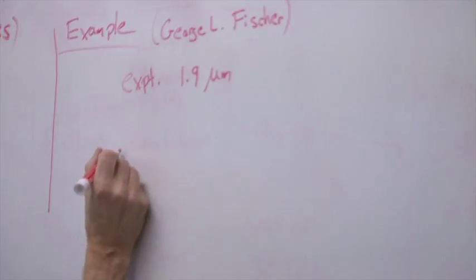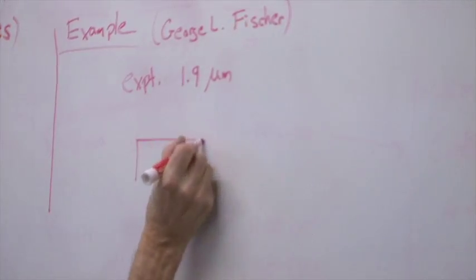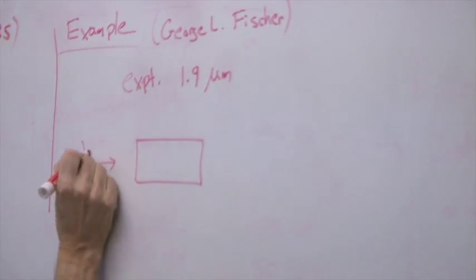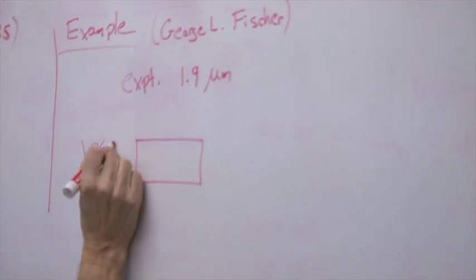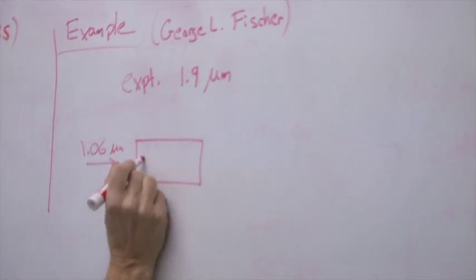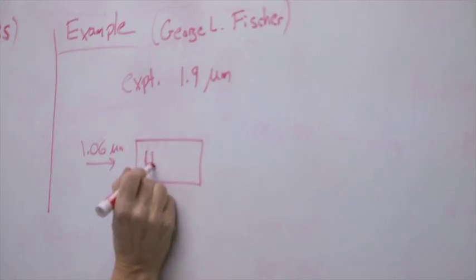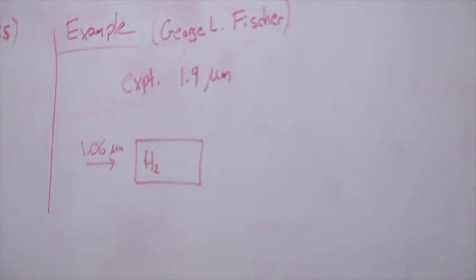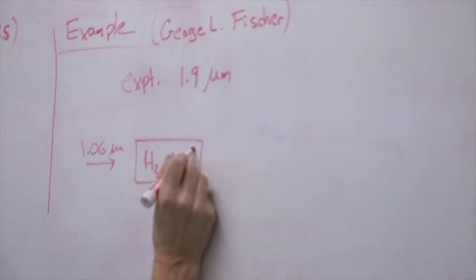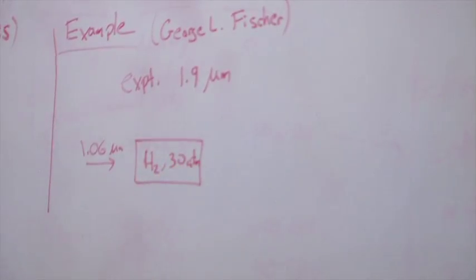So the way he did this was to take light at 1.06 microns, and he used a gas of hydrogen molecules at 30 atmospheres. We called this his Hindenburg machine. No one else wanted to be near the lab when he was playing with his high pressure.